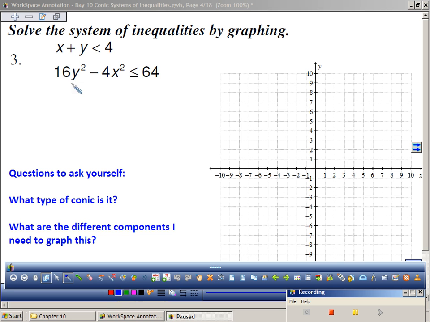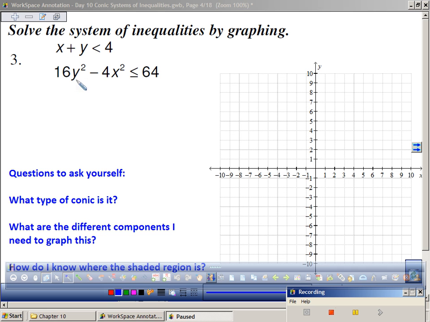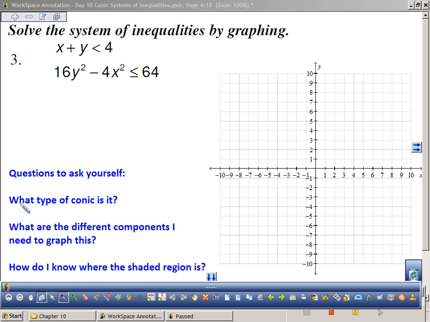I purposely don't want to teach you how to pull these apart. We're going to go pretty quick on this because we've been doing that all along, right? So this is basically a review lesson with inequality signs. These are the questions to ask yourself. What type of conic is it? What type of conic is this one?